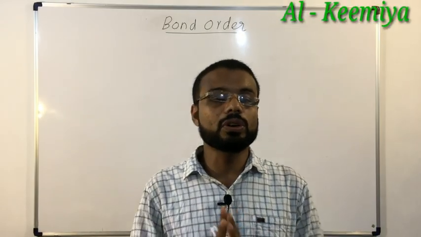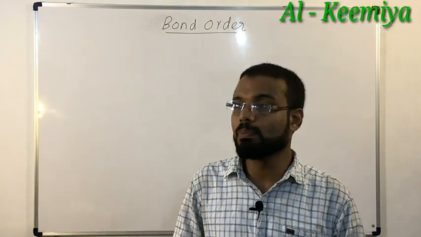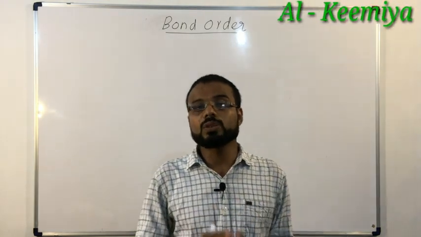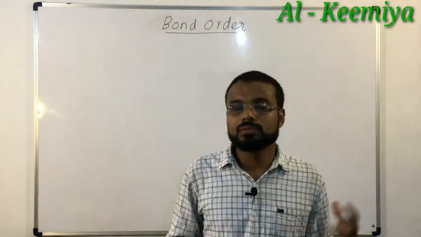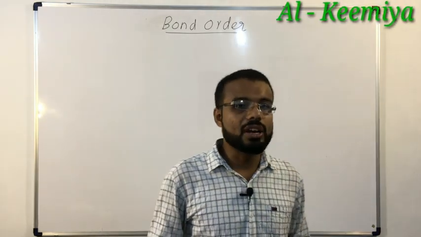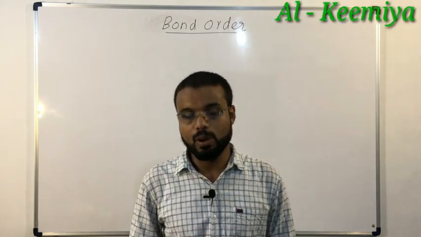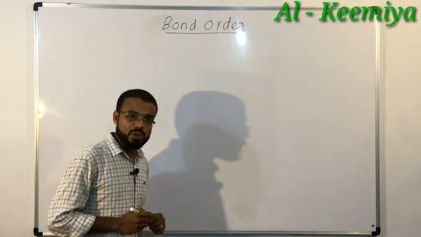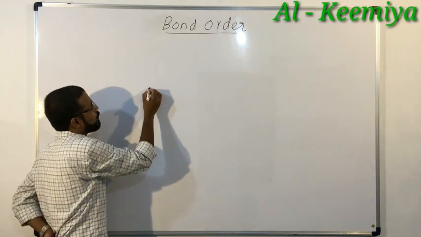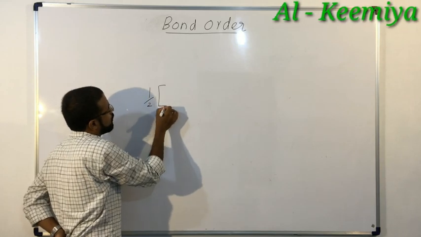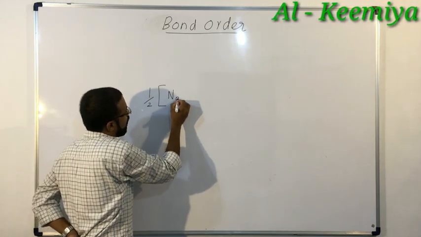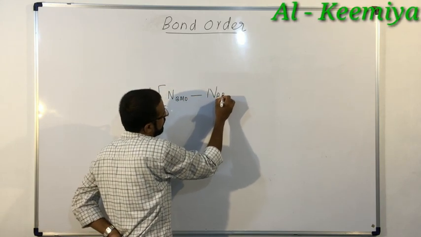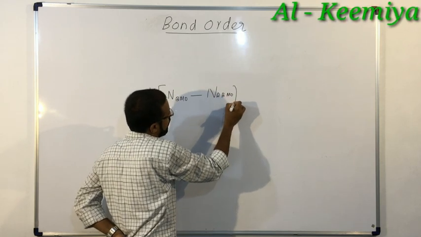Hi students, today we are going to discuss how to find out the bond order of a molecule within seconds. Bond order related questions come every year in NEET, JEE, and sometimes even in the CSIR NET exam. So we know that the equation for bond order is half into the number of electrons in bonding molecular orbitals minus the number of electrons in anti-bonding molecular orbitals.